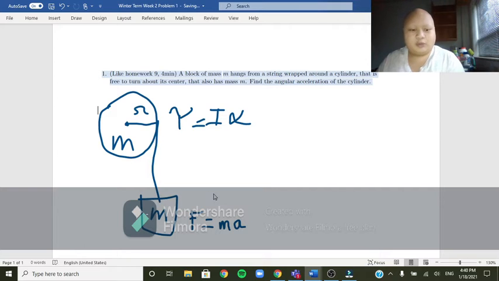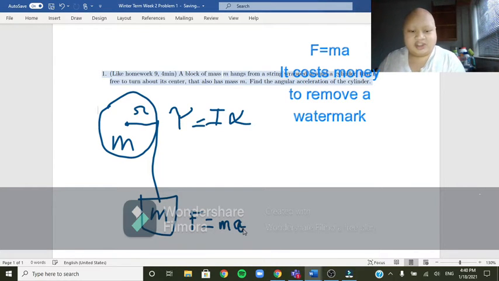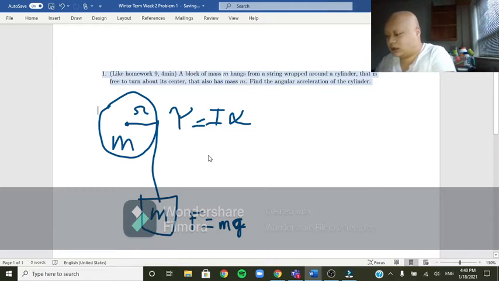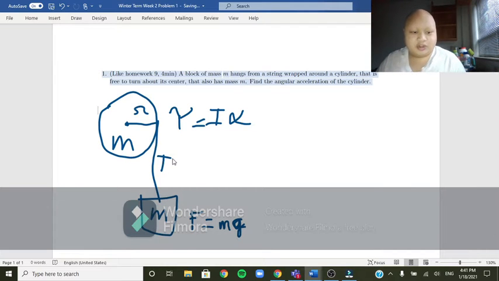So no matter what, we have to use Sir Isaac's second law, which is force equals mass times acceleration, and that acceleration in this case is gravitational acceleration. But then there's also going to be tension on the string created by the gravitational force of the block.